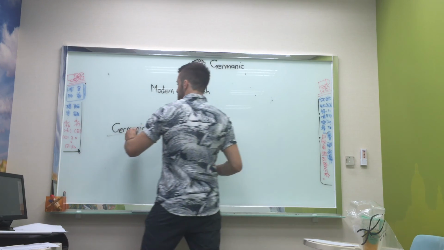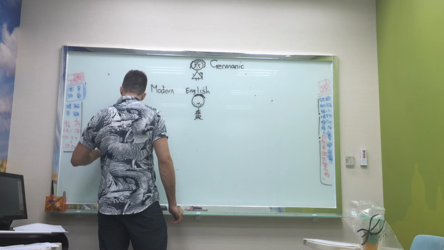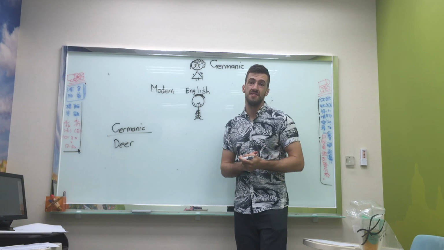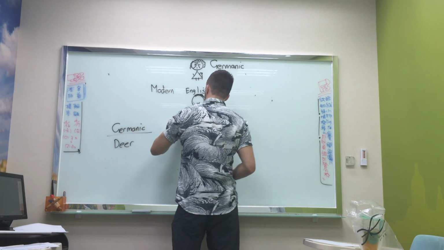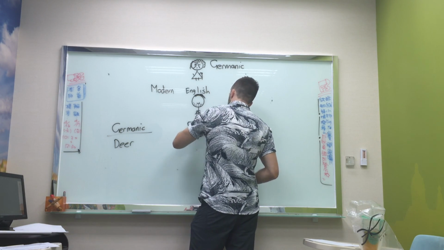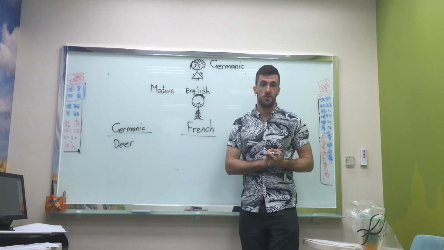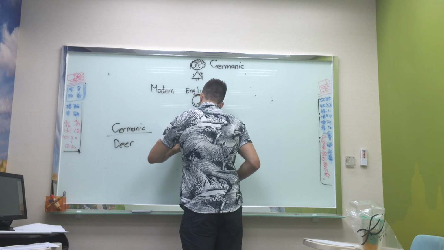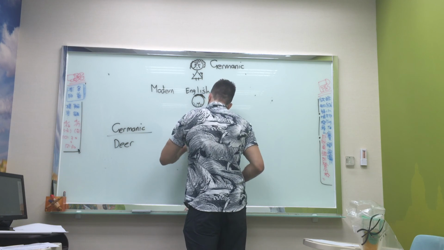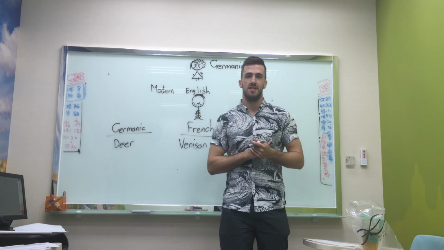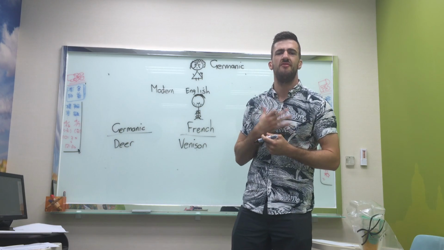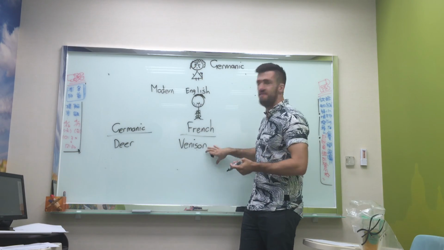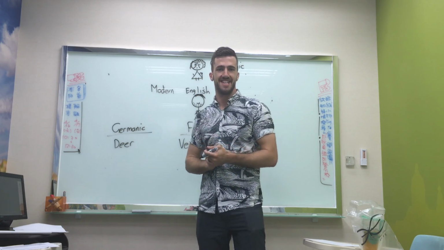The word that I'm talking about, the Germanic root, is deer. A deer. We know what a deer is. What's the French root? The French version of this word is venison. It's a much more beautiful way of saying deer. Deer, venison. Deer for my mother, venison for my beautiful, elegant friend.